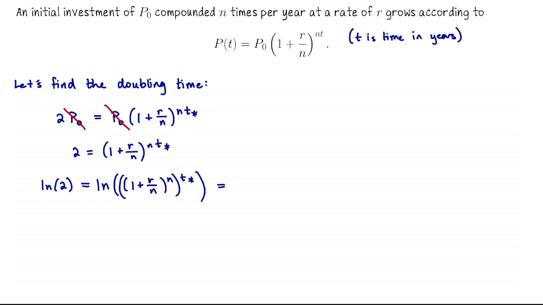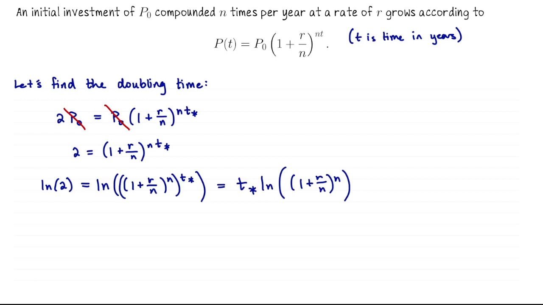So I'm going to leave the rest of that exponent inside the natural log and write t star natural log of 1 plus r divided by n all to the n, like that. So basically I separated the n and the t star. Okay, so now we can solve for the doubling time, and what we'll have here is an exact calculation.